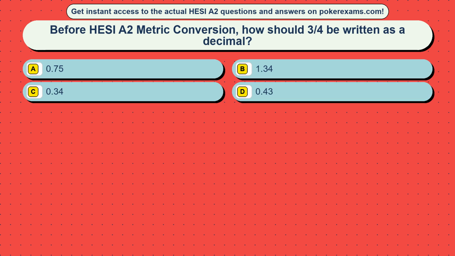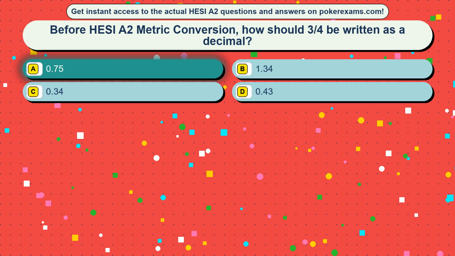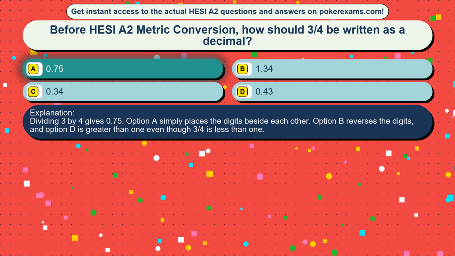Question 35. Before HESI A2 metric conversion, how should 3/4 be written as a decimal? Option A, 0.75. Option B, 1.34. Option C, 0.34. Option D, 0.43. The correct answer is option A, 0.75. Dividing 3 by 4 gives 0.75. Option A simply places the digits beside each other. Option B reverses the digits, and option D is greater than 1 even though 3/4 is less than 1.